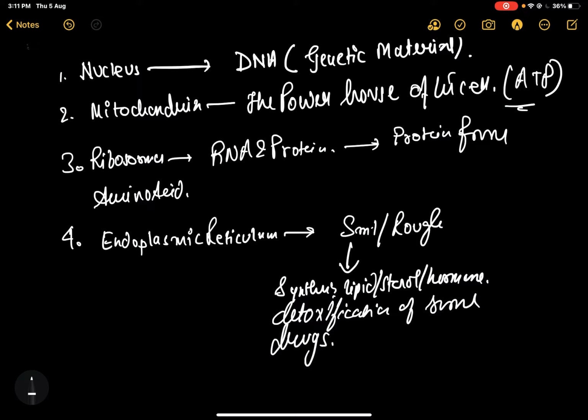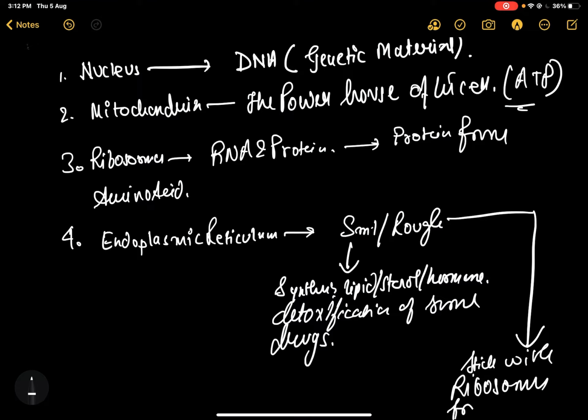Whereas the rough endoplasmic reticulum is studded with ribosomes. They are the site of protein synthesis. This rough endoplasmic reticulum is studded with ribosomes, and it's a place for protein synthesis.